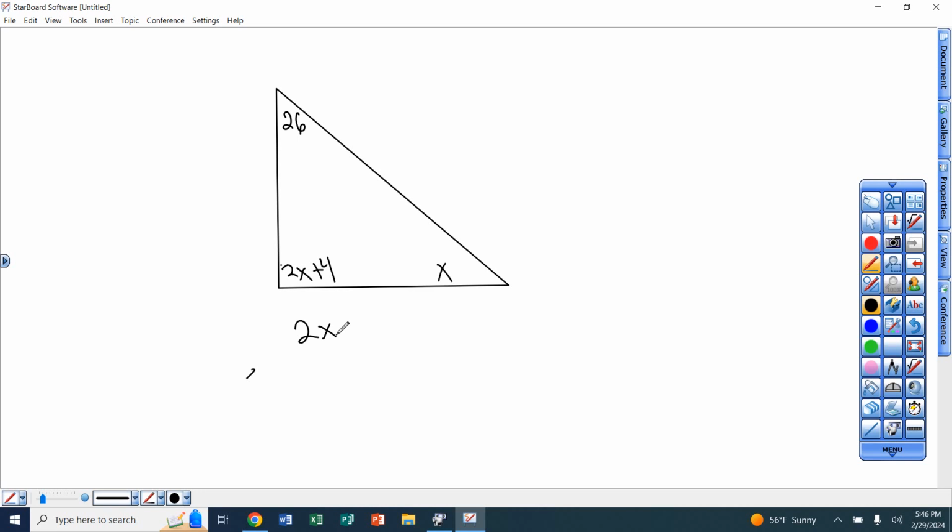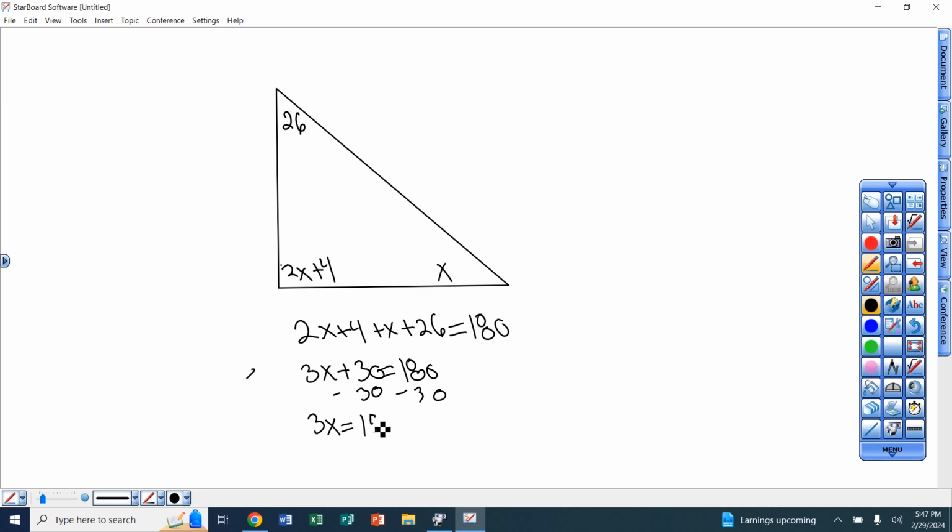It's not a right triangle? It's not a right triangle. Okay. Solve for x and then plug x back in to find the angle. There you go. Perfect. So then you can combine these numbers. It would be 3x plus 30 equals 180. And then I can minus 30 from each side. Good. It would be 3x equals 150.